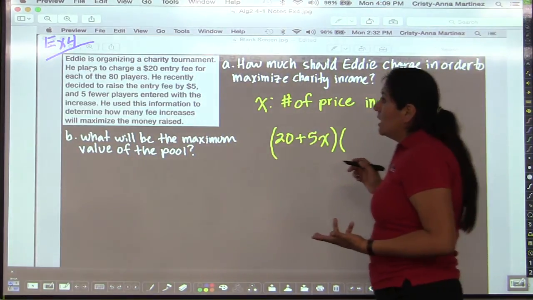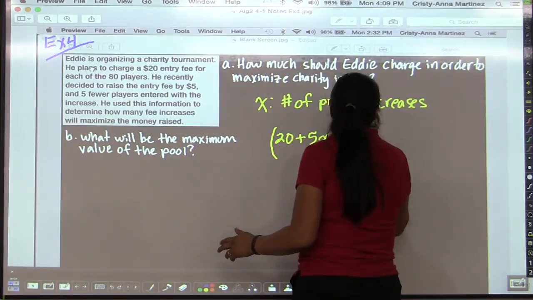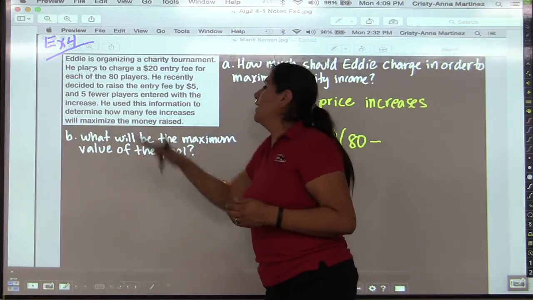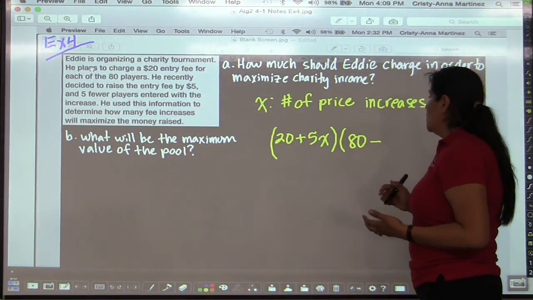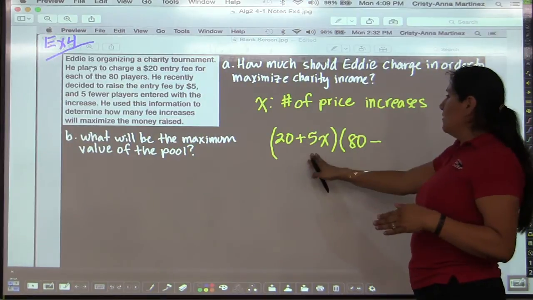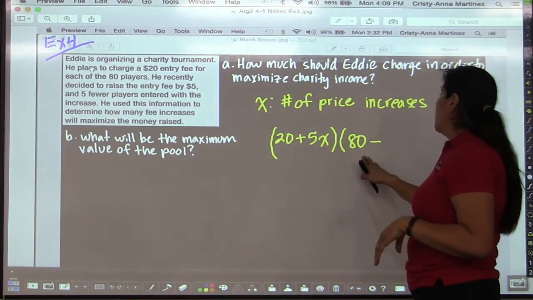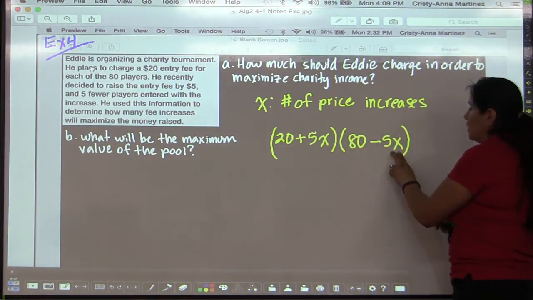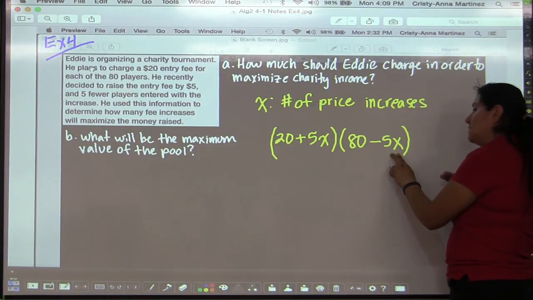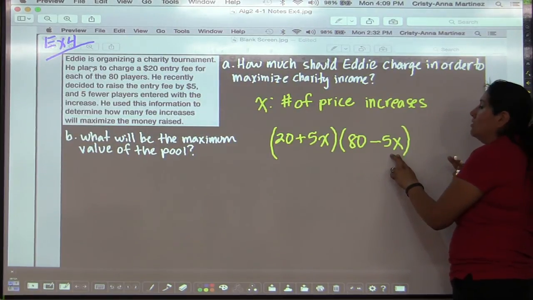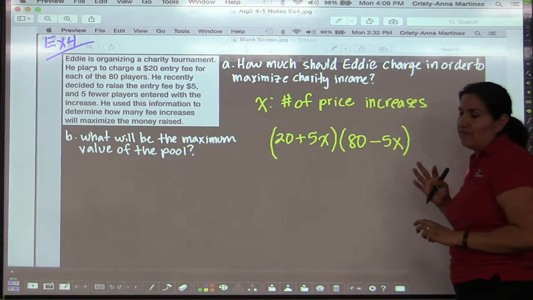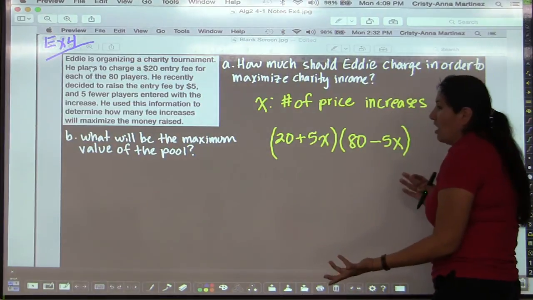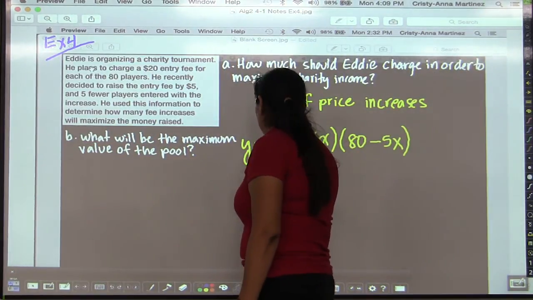And then you have the players. He has 80 players to begin with, but every time he increases the price, 5 fewer players enter the tournament. So the price is increasing, but the players are decreasing, at 5 players per increase. Again, if he increases it 2 times, he's going to lose 5 players each time, so he's going to lose 10 players, and he would only have 70 left. I hope that makes sense. So players times the fee is going to be his profit. This is where y equals that.